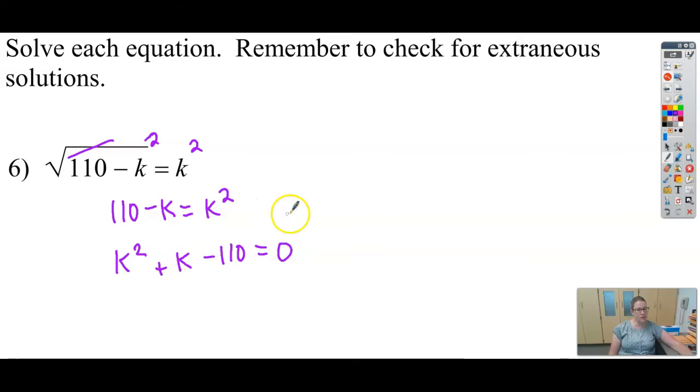So now I can use x factoring to get my solutions. So I need two numbers that multiply to negative 110 and add to 1.